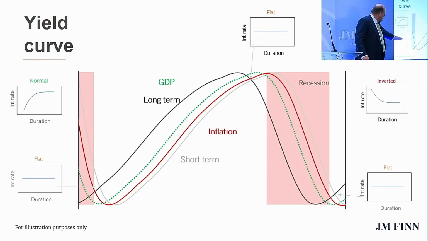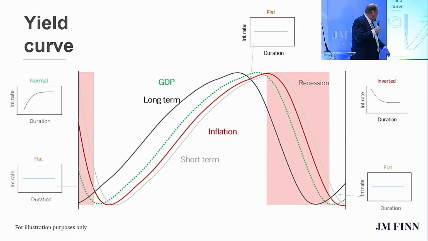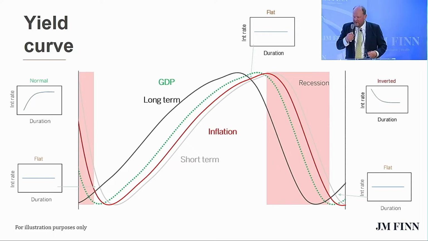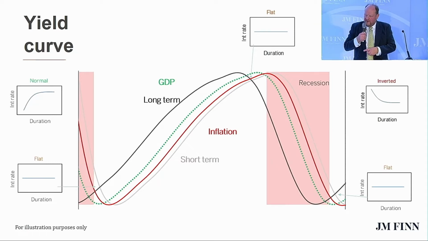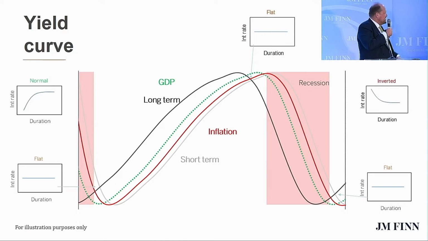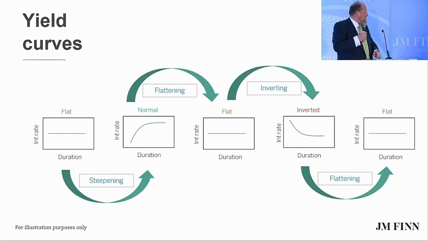As we go through this inflection point, when short-term interest rates start getting below long-term interest rates, the yield curve goes flat, and then it inverts, which is the chart on the far right. That's when long-term interest rates are less than short-term interest rates, and then it flattens again. So the yield curve goes through this cycle.